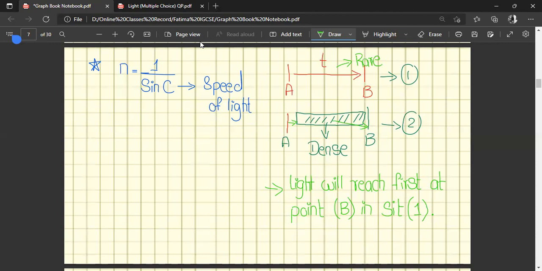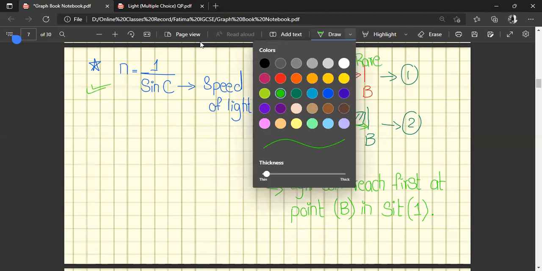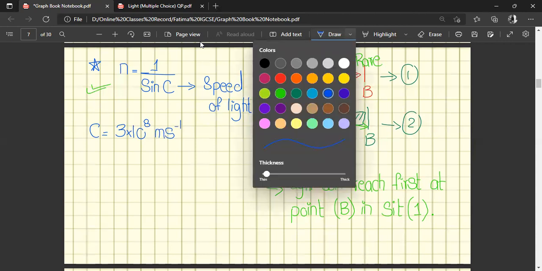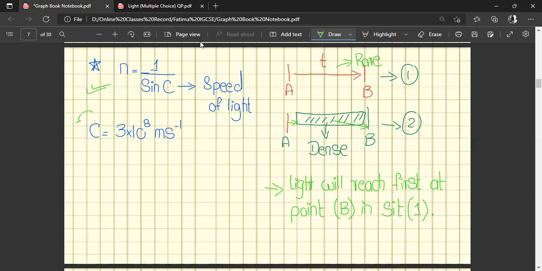So you can also calculate the refractive index of any medium with the help of the speed of light. The fixed value of the speed of light is 3 into 10 to the power 8 meters per second. This is the speed at which light travels through any medium. But due to the change in direction, or due to refraction, light will take more time to travel from one point to another, right?